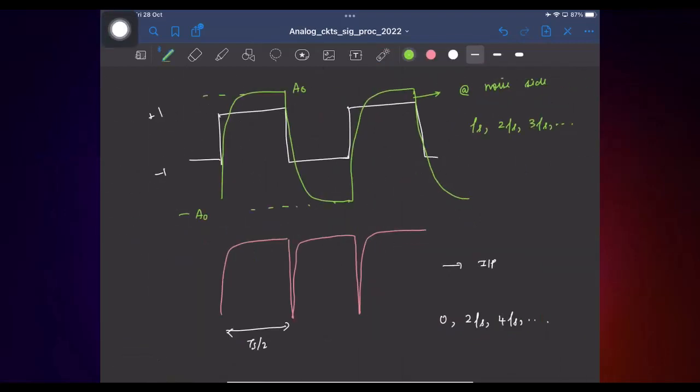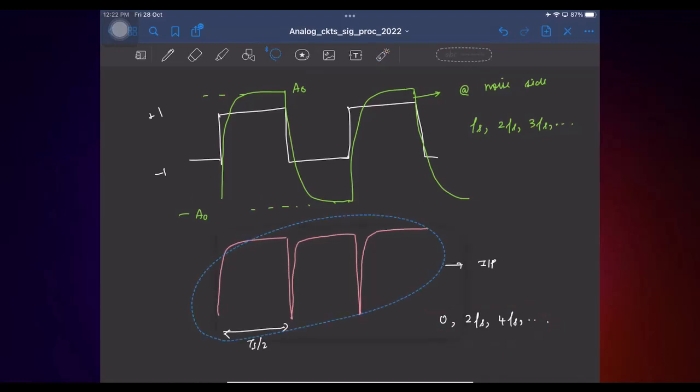And of course, if you want to find what is the strength of each of these components that will fold back to DC, that also we can do. So let me do it quickly.